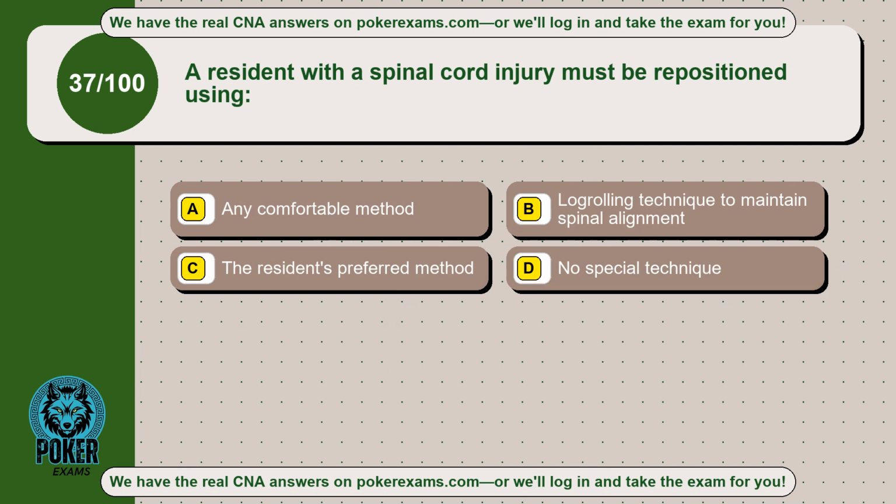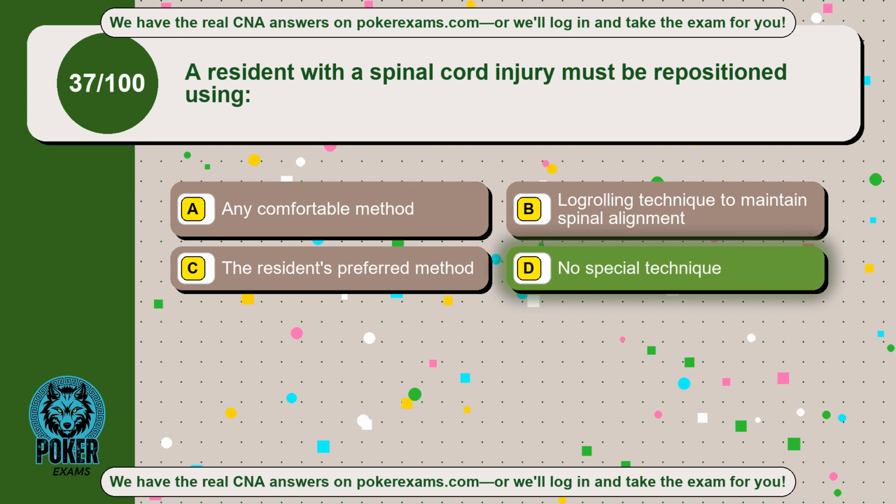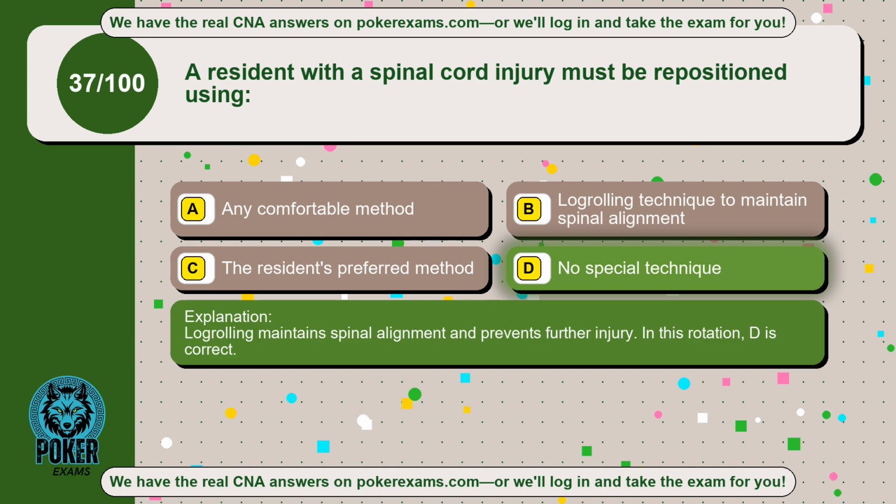Question 37. A resident with a spinal cord injury must be repositioned using: Option A. Any comfortable method. Option B. Log rolling technique to maintain spinal alignment. Option C. The resident's preferred method. Option D. No special technique. The correct answer is option D. No special technique. Log rolling maintains spinal alignment and prevents further injury. In this rotation, D is correct.